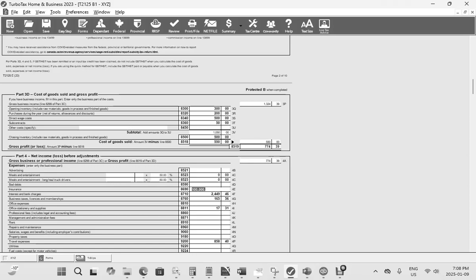Further down you have line 8690. This is insurance. Now this is not your auto insurance, unfortunately. We do have a separate box for auto insurance. This is insurance relevant to your property.